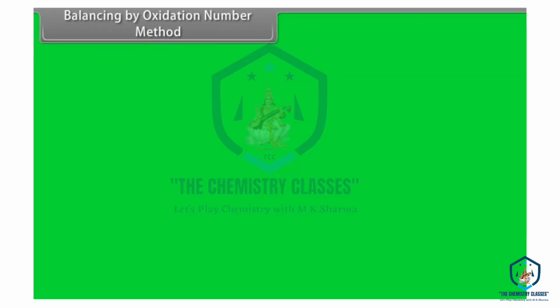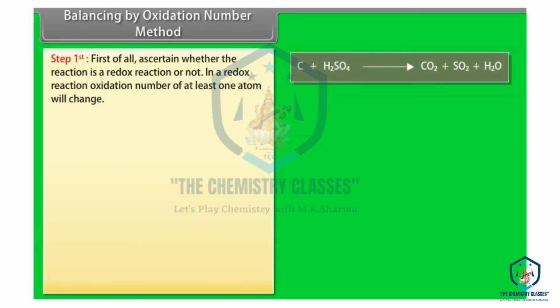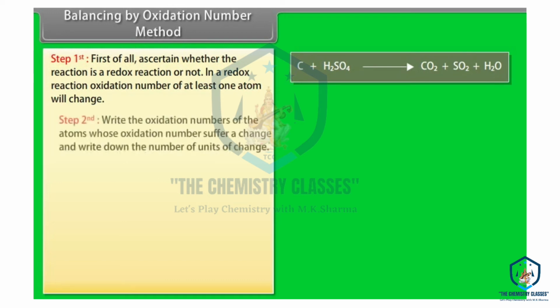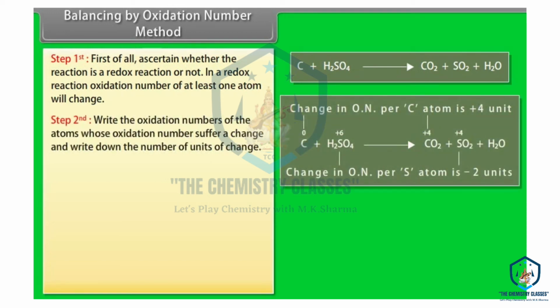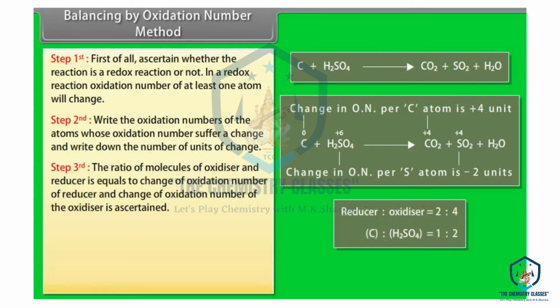Balancing by oxidation number method. Step first. First of all, ascertain whether the reaction is a redox reaction or not. In a redox reaction, the oxidation number of at least one atom will change. Step second. Write the oxidation numbers of the atoms whose oxidation numbers suffer a change and write down the number of units of change.